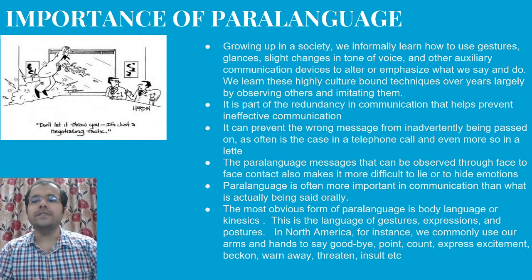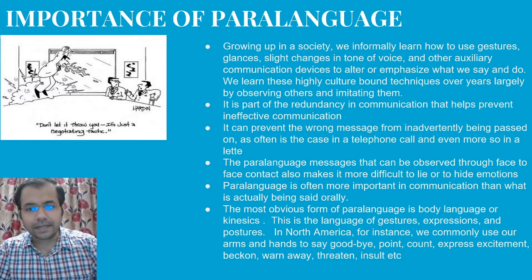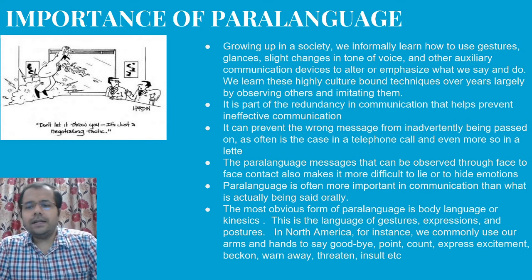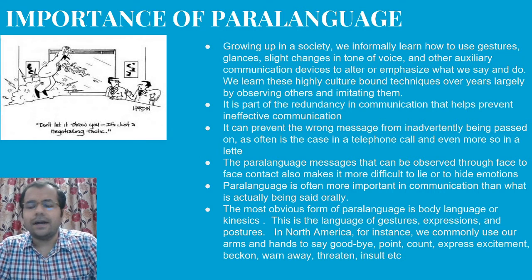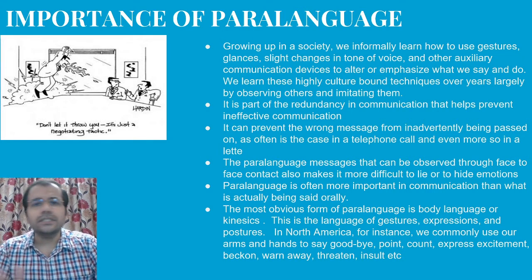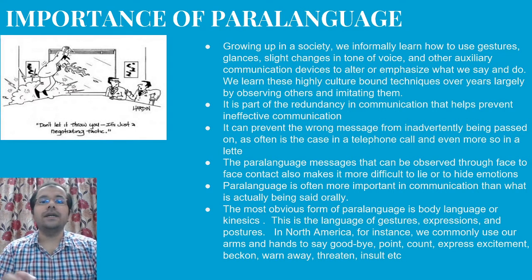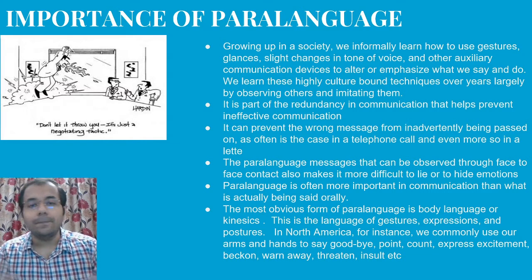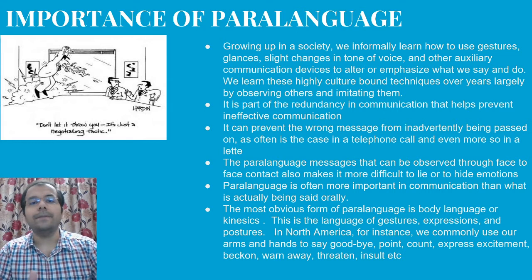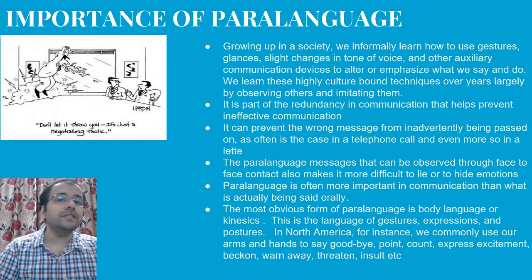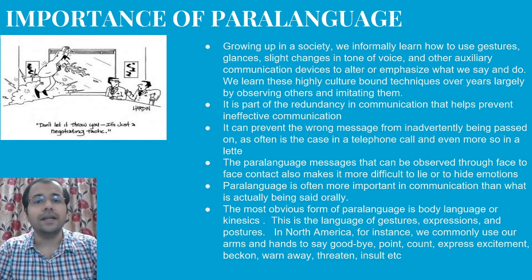Paralanguage messages can be observed through face-to-face contact, which also makes it more difficult to lie and hide emotions. See, when you are communicating by face-to-face contact, you need to understand one basic thing: you cannot lie to anyone. You cannot actually hide your emotions, because the moment you start telling a lie, your voice automatically breaks, and you mumble a lot. So this particular thing can happen with your paralanguage only, and can be easily understood by the other person. So paralanguage is very helpful in understanding whether the other person is telling a lie or not.